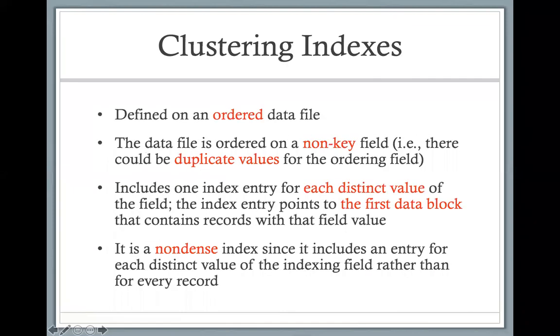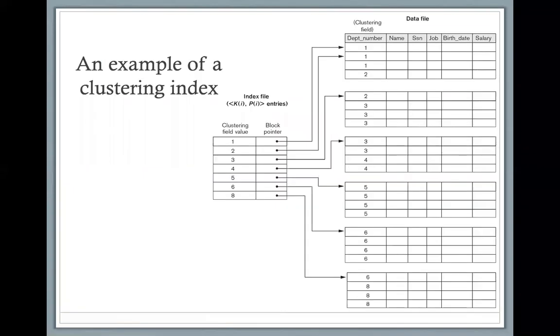And then we talked about the clustering index. Again, the file is sorted physically on the indexing field. Here it's the department number, but it's not a key, so we could have repetitions. This is how the clustering index would look. Again, we would have one clustering index per table. We can't have multiple because the file is physically sorted on this field, and I can't sort the same file on multiple fields at the same time.